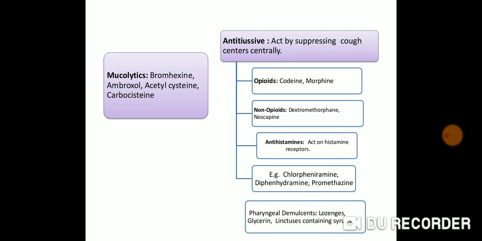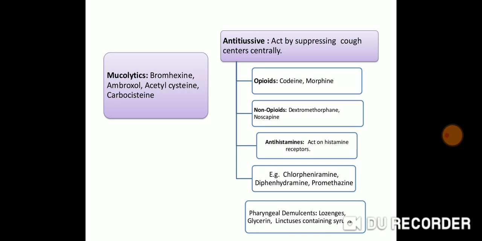So mucolytics: these are bromhexine, ambroxol, acetylcysteine and carbocysteine. Antitussives are the agents which act by suppressing cough centers centrally. Antitussives are classified as opioids, non-opioids, antihistaminics, etc. Opioids are codeine and morphine. Non-opioids are dextromethorphan and noscapine.